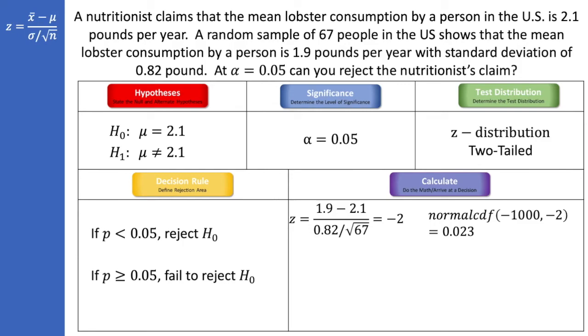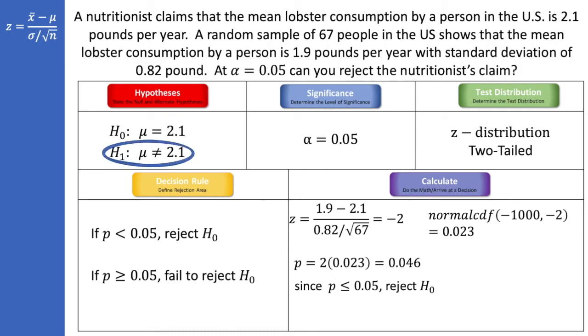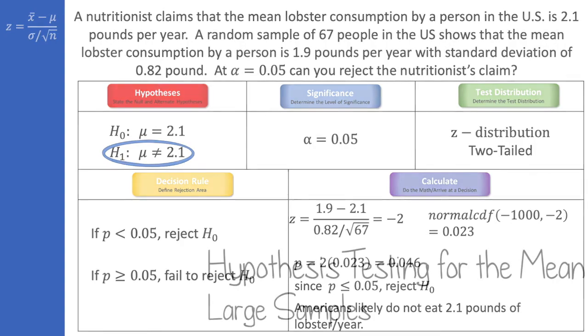0.023. Now, since this is a two-tailed test, we need to double that p-value before we put it into our decision rule. We get 0.046, which is less than 0.05, which means we're rejecting the null. We're rejecting the null, that means we think the alternate hypothesis is true, and in English, that means Americans likely do not eat 2.1 pounds of lobster per year.